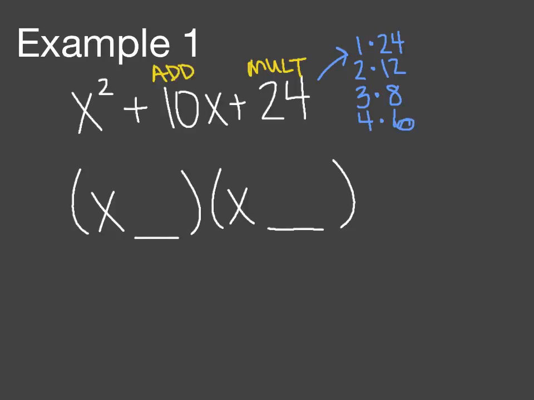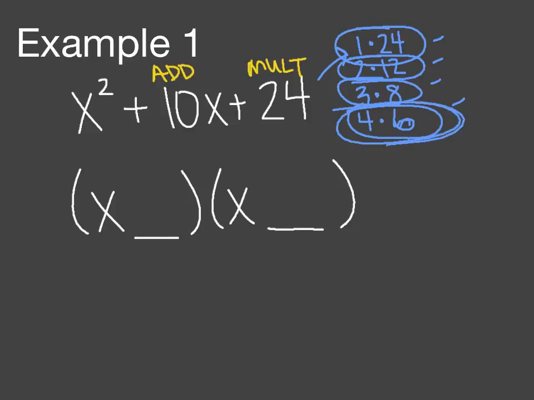I could use the pair 1 and 24. I could use the pair 2 and 12. I could use the pair 3 and 8. Or I could use the pair 4 and 6. Whatever pair I decide to use must add up to be 10. So when I look through this option of pairings, which option is going to add up to 10? Well, this bottom one, 4 and 6, will add up to 10.